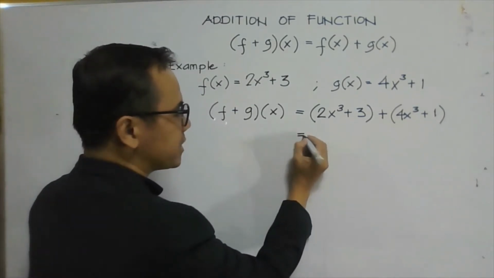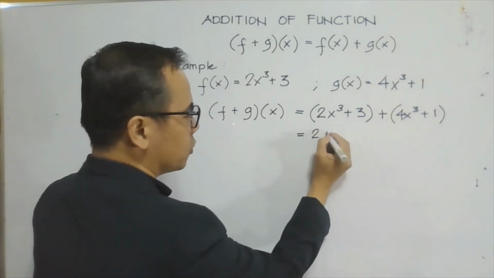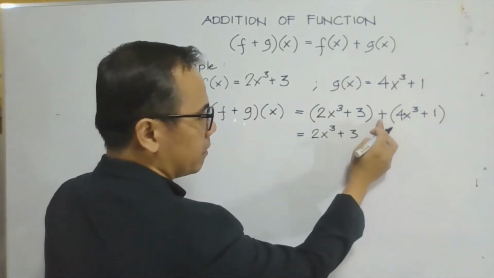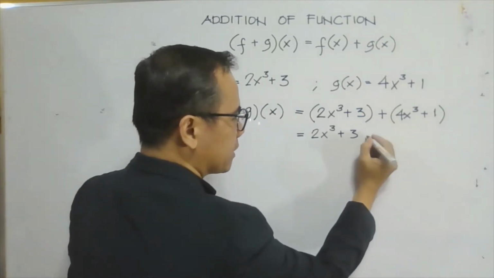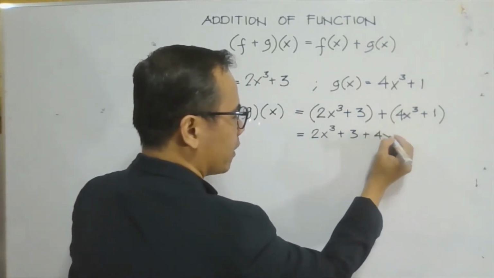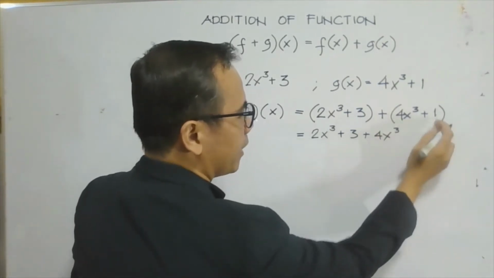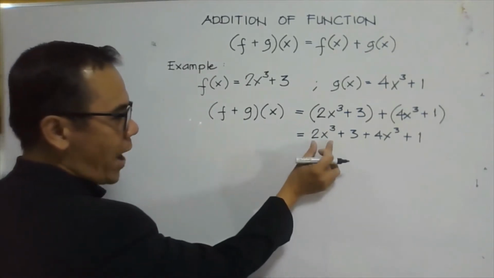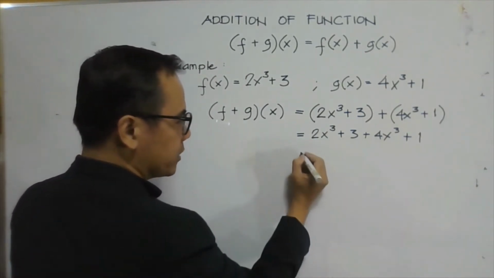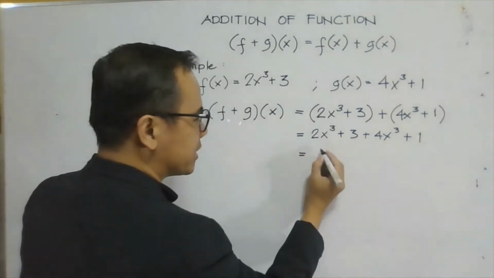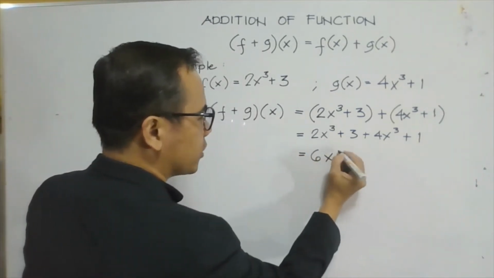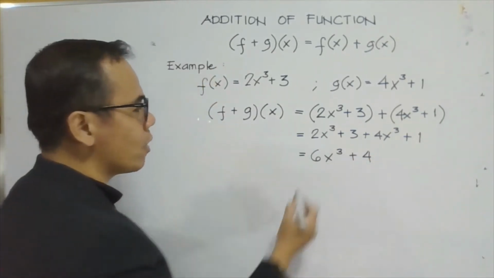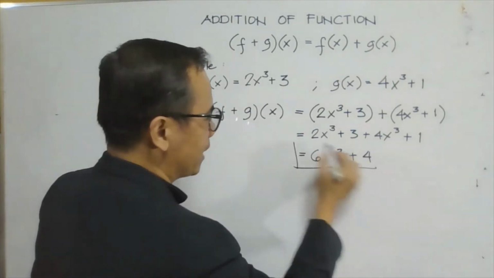Then let's simplify it. Let's remove the parentheses. So we have 2x cubed plus 3, and then positive times 4x cubed is plus 4x cubed, and then plus 1. Combining similar terms now, we have 2x cubed and 4x cubed. So that is equal to 6x cubed plus 4. So this is now our final answer.